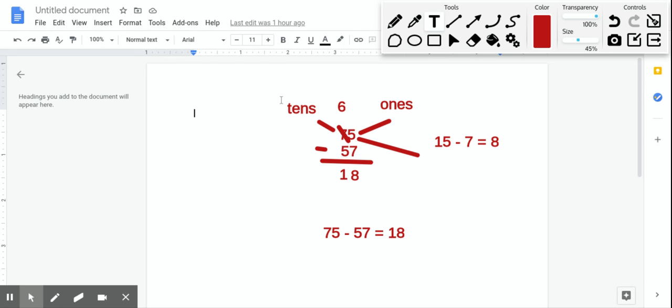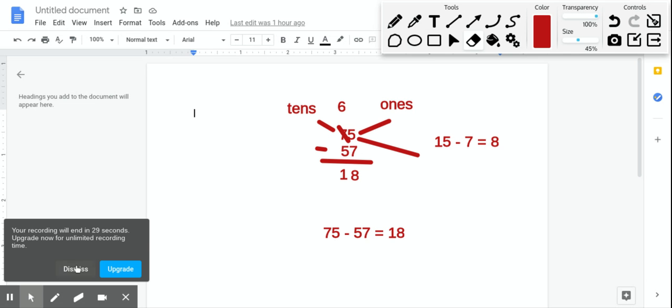So that's pretty much it for this lesson. I just talked about how to do basic subtraction and some ways of doing it, mainly the carryover way.